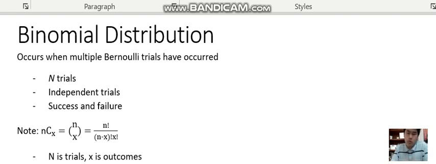Today we're going through the binomial distribution. A binomial distribution occurs when you have multiple Bernoulli trials. As you collect the data of a Bernoulli trial, as we've done in the previous video, and repeat it many times, you will observe a distribution, kind of like the bell curve analogy that you may be familiar with.